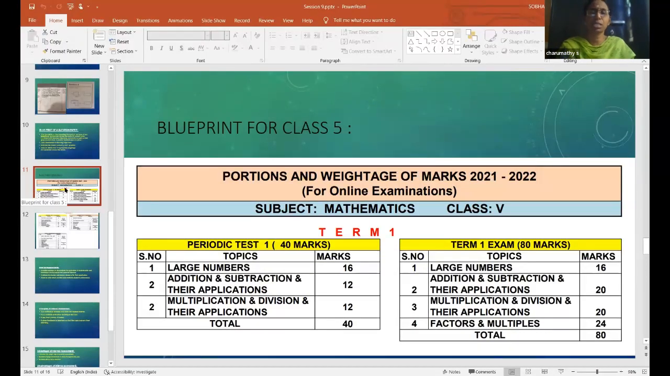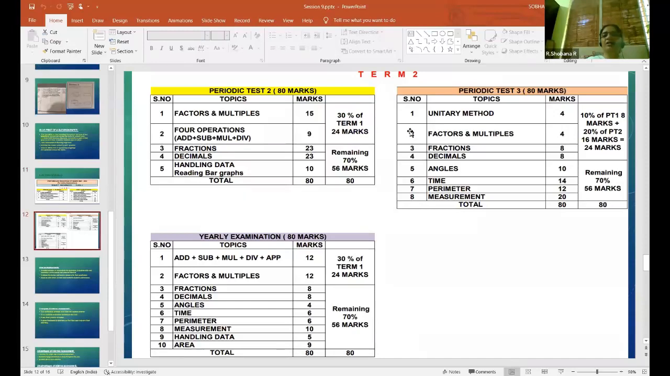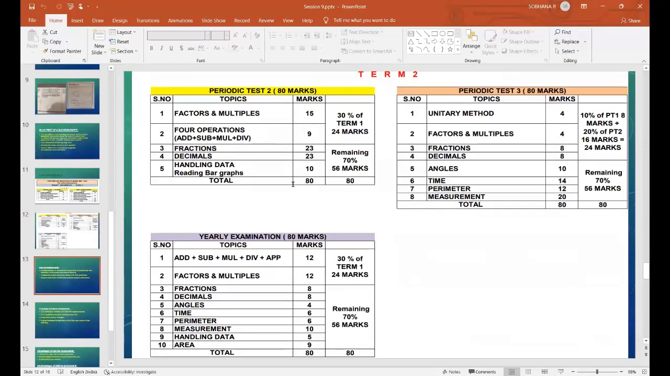We have taken term 1. In term 1, we have periodic test 1. Then we have periodic test 2, then periodic test 3, and we have the yearly examination.